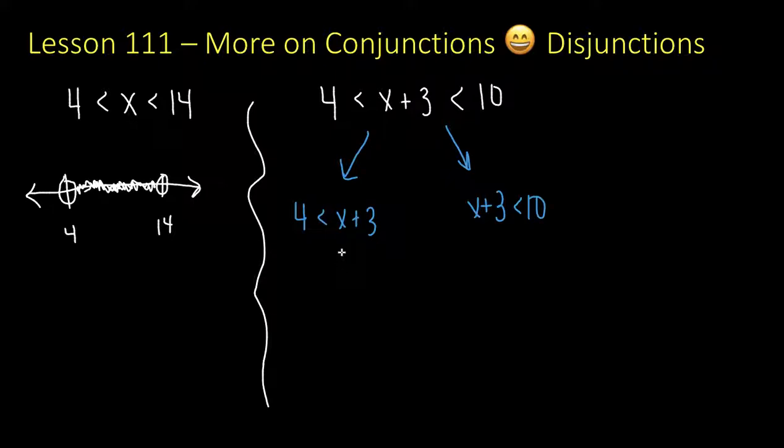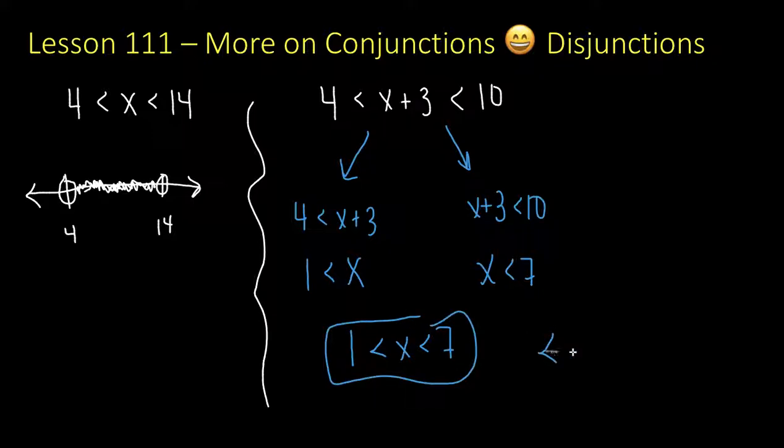If you solve this inequality, you would subtract 3 from both sides. So you would get 1 is less than x. And if you solve this inequality, you would subtract 3 from both sides, and you would get x is less than 7. So the simplified version of this inequality would be 1 is less than x is less than 7.